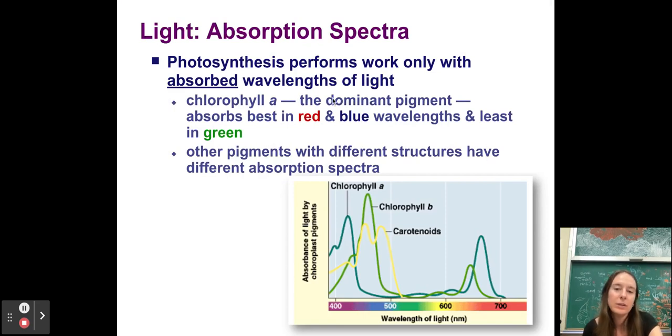All right, so we just talked about this, but I'll go over the text here. Photosynthesis only uses energy from the absorbed wavelengths. So whatever wavelengths are absorbed is the light that's going to be used to power the reaction of photosynthesis. Chlorophyll A is the dominant pigment in plants, and this is the pigment that reflects green light and absorbs other wavelengths. Chlorophyll A absorbs purple light and blue light, reflects green and yellow, and absorbs red and orange light. So when you're looking at chlorophyll, you're looking at green because this part is being reflected off.